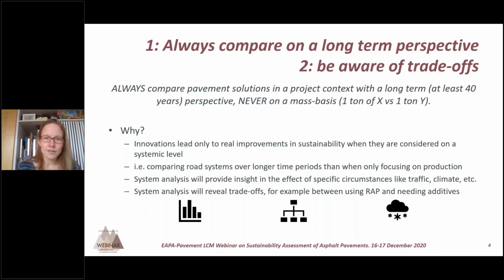And the other thing which is connected to this is number 2, always be aware of trade-offs between certain characteristics. So if you do this systemic analysis over a longer period of time, it will reveal also some trade-offs over that time period. For example, when you're using a lot of REP in your asphalt mixture, you will need some additives. But sometimes adding a lot of additives will have negative effects on the environmental performance of that simple mixture. Or having a mixture with a high amount of REP might have influence on its technical performance. I don't say it's bad, but you have to make this whole systemic comparison and see what happens when you change one parameter and how it affects others.